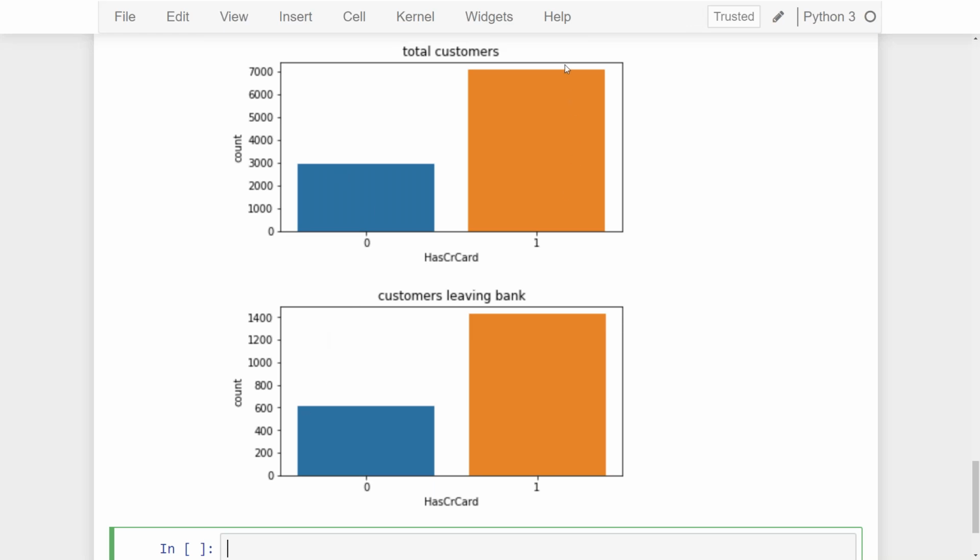Similarly, for having a credit card, 7,000 customers and 1,400 left the bank. Same 1/5 ratio. So can we see the same ratio is maintained between total customers and customers leaving the bank, right? So can we say having a credit card or not having a credit card is not impacting the feature?